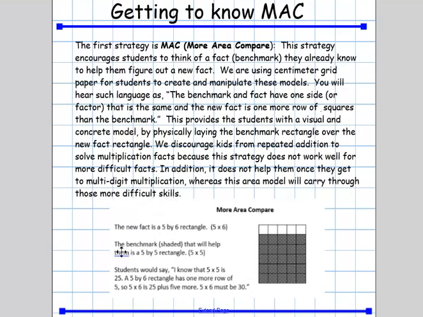So in More Area Compare, you'll hear things like this. The new fact is a 5 by 6 rectangle, or 5 times 6. The benchmark that will help them is a 5 times 5 rectangle. Students would say, I know 5 times 5 is 25. A 5 by 6 rectangle has one more row of 5. So 5 times 6 is 25 plus 5 more, which must be 30. We might even say 5 times 1 more, and I'll show some examples of that.